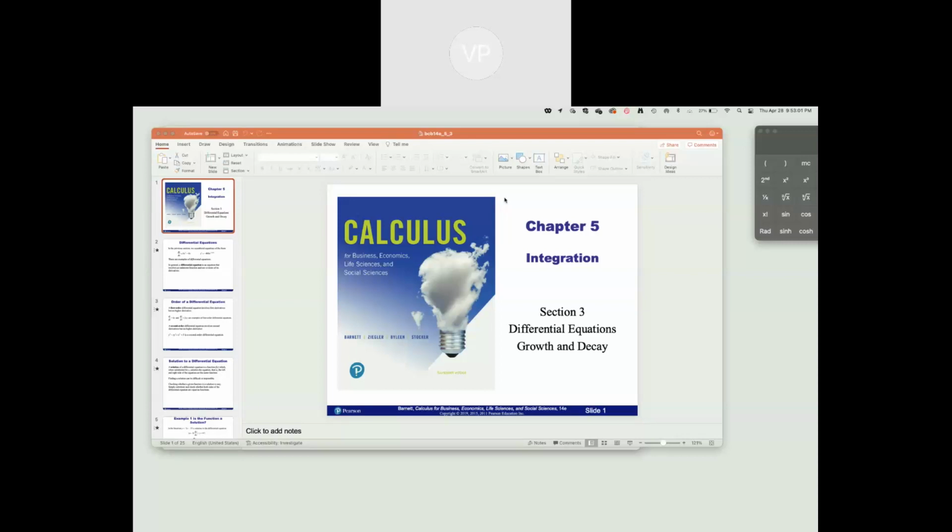Okay, so today we're talking about section 5.3, which is differential equations with growth and decay. These are the ones kind of like carbon dating or radioactive substances getting larger or smaller, things like that. And that's kind of what the math is that we're going to be doing here.